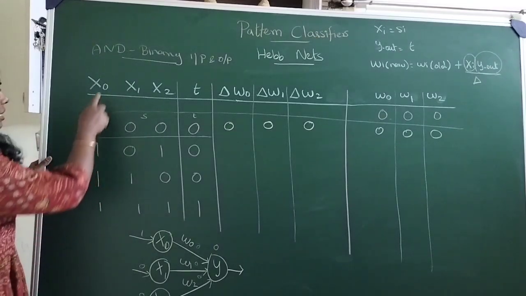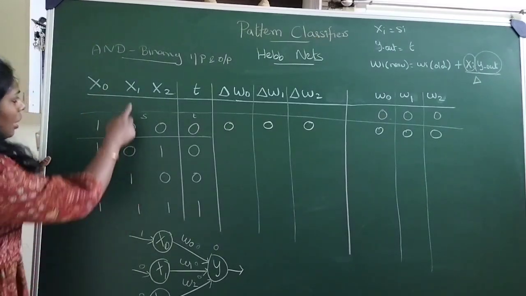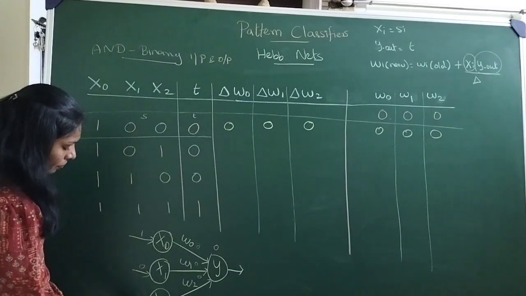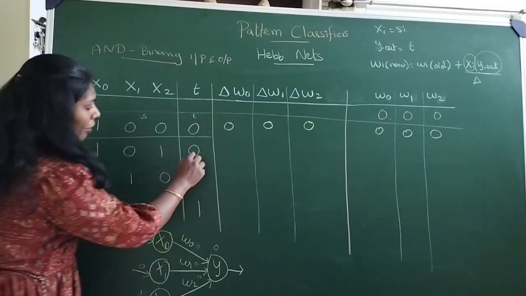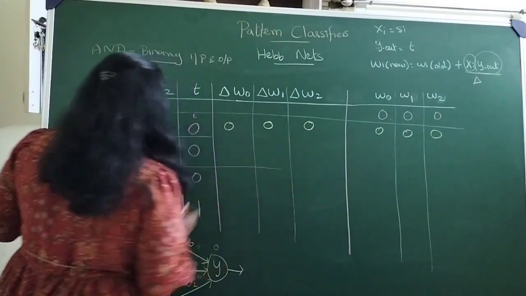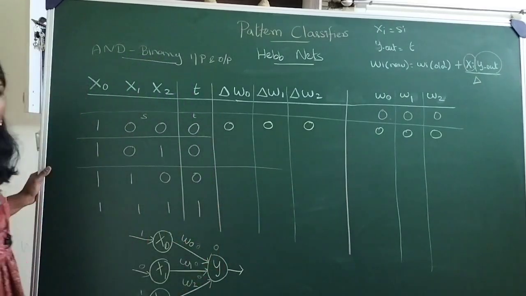Now I am going to set this x0 value as 1, x1 value as 0 and x2 value as 1. Okay, and the target remains 0 as it is for my second pattern I am discussing. So it is going to be 0 again.